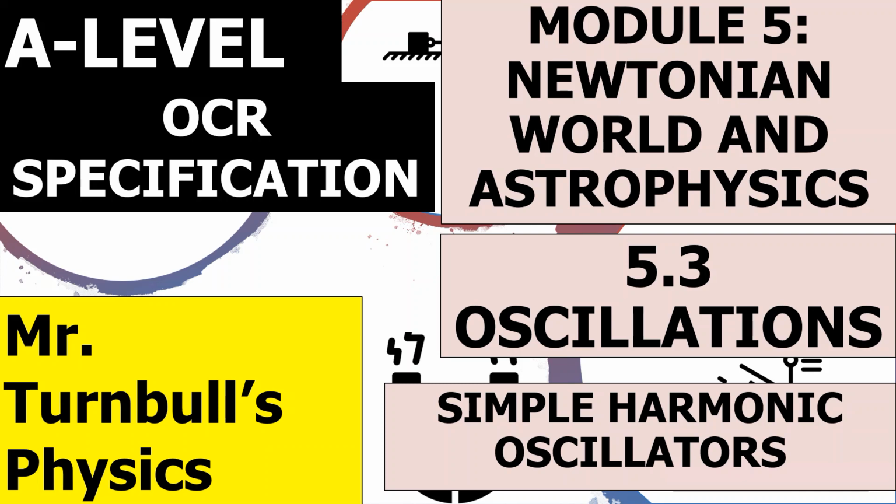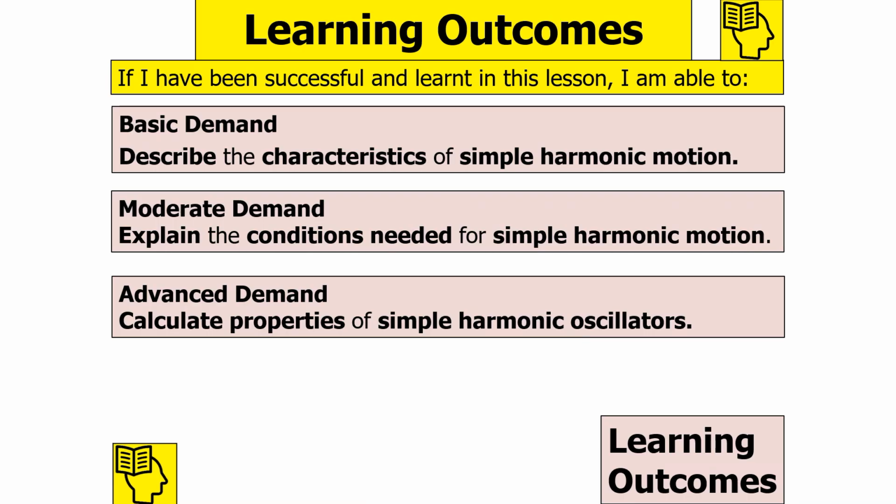Hello and welcome to this lesson for OCR A-Level Physics in the module of the Newtonian World and Astrophysics, in the topic of oscillations and on the concept of simple harmonic oscillators. If we've been successful in today's lesson, we should be able to describe the characteristics of simple harmonic motion, explain the conditions needed for simple harmonic motion, and calculate properties of simple harmonic oscillators.